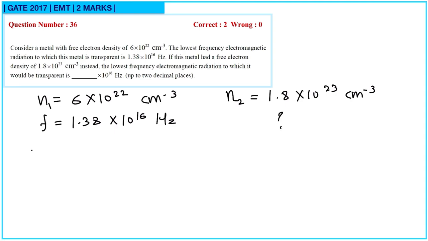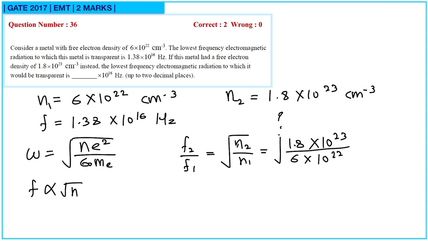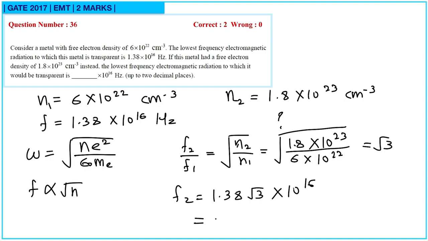Now we know plasma frequency omega is equal to under root of N e square upon epsilon naught m e, where e, epsilon naught and m e are constants. So that means omega is proportional to root N. That means frequency is proportional to square root of N. So F2 by F1 is equal to under root of N2 by N1, and that is 1.8 into 10 to the power 23 upon 6 into 10 to the power 22. So this will be 18 by 3, so that is root of 3. So F2 is equal to 1.38 into root of 3 into 10 to the power 16, and that is equal to 2.39 into 10 to the power 16. So the answer is 2.39. The answer given in the answer key is 2.35 to 2.45.